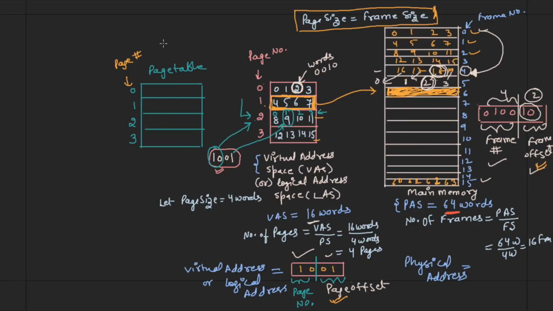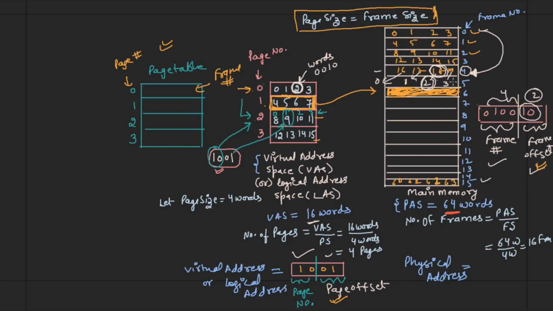Okay, now if you want to store something into this page table, this page table will only store that the particular page is present inside which frame. For example, if I say the page number 0 is present inside the frame number 4, therefore it does not require to store the frame offset. It is only going to store the frame number.